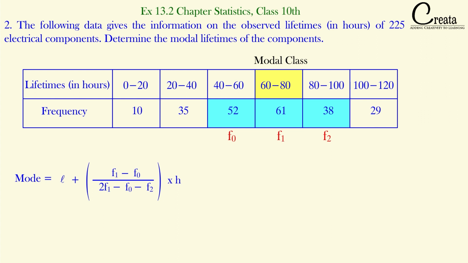Next, let's find L, that is the lower limit of the modal class. Here our modal class is 60 to 80. So 60 will be L, which is the lower limit of the modal class. Next, the class interval. And how do we calculate the class interval? That is H, upper limit minus lower limit.